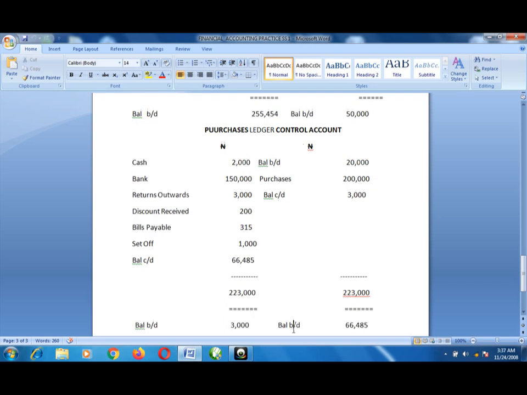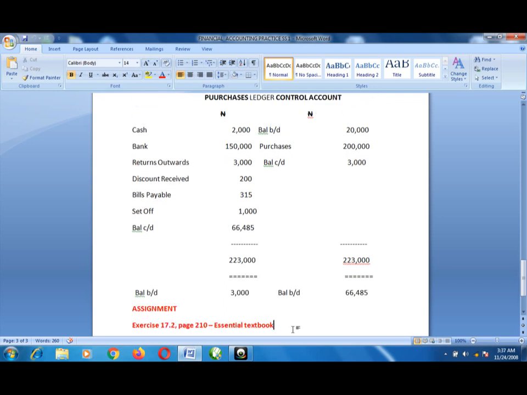To close your account after you roll the double, that is, draw the double line, the balance carried down on the debit side, which is 66,485, must now act as a balance brought down, 66,485. The 3,000 balance carried down on the credit side, you bring it down as a balance brought down on the debit side, 3,000 naira. And before you lay hand on this brief assignment, make sure you revise your notes very well.